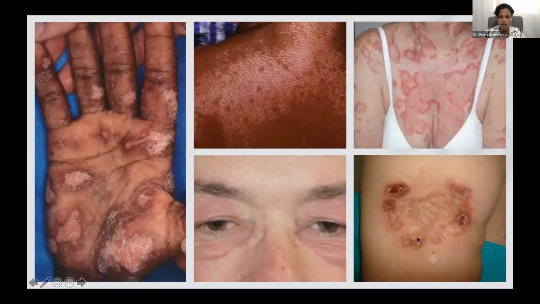This one in the corner. Did anybody remember what that one is? Can you see my pointer? No. This one, right here, the right lower corner. Lupus profundus. Very good. Thank you.